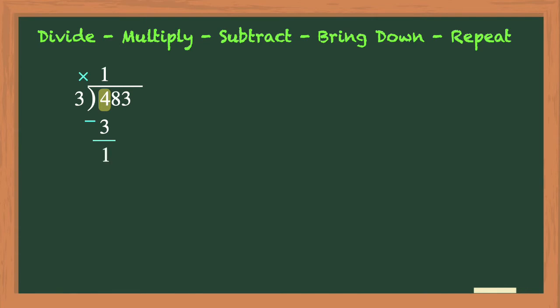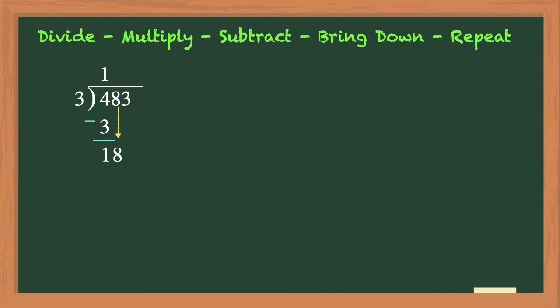Now you want to be careful here to make sure that your answer after you subtracted is less than your divisor. If it's not, then you've made a mistake either in dividing or subtracting. So here, since 1 is less than our divisor of 3, you are ready to move on to the next step, which is to bring down. You will bring down the next digit in the dividend, which is 8, and then you repeat the steps again.